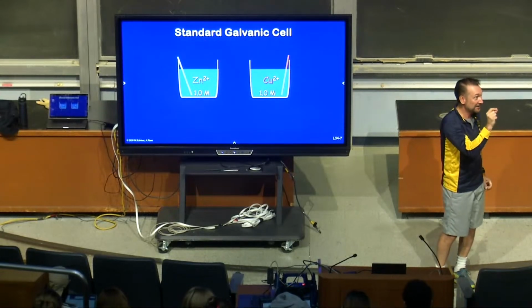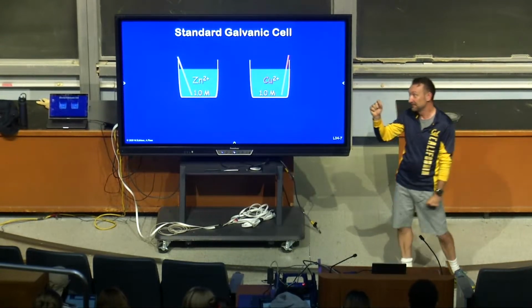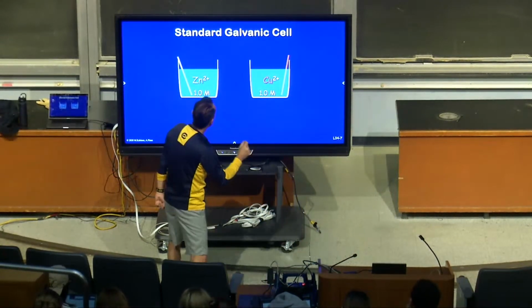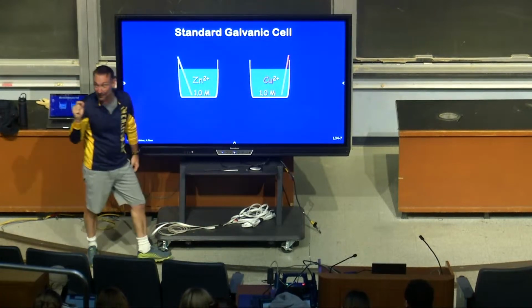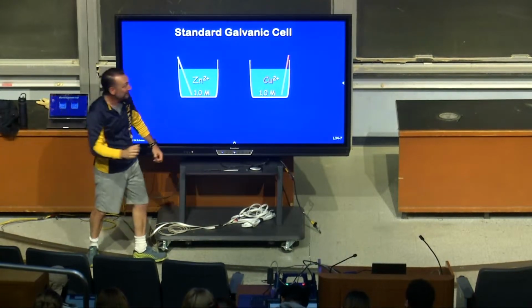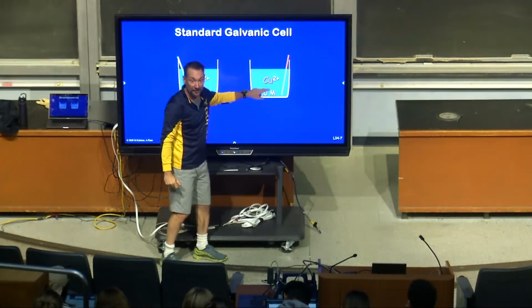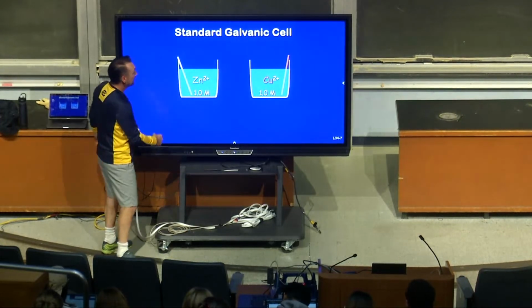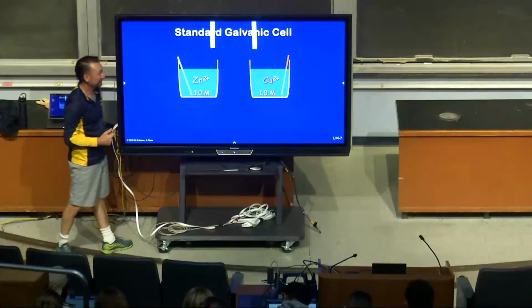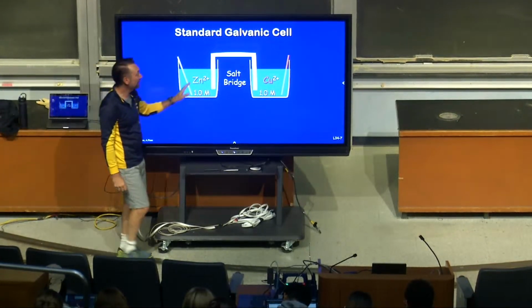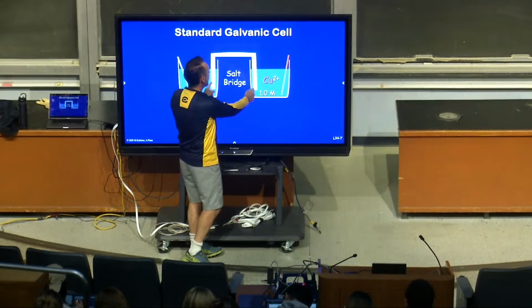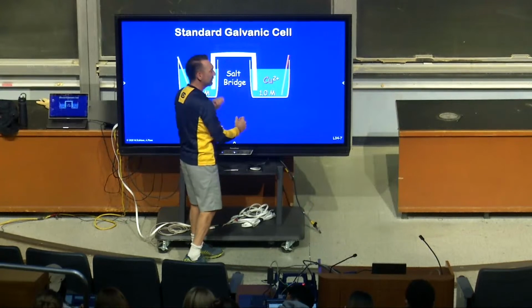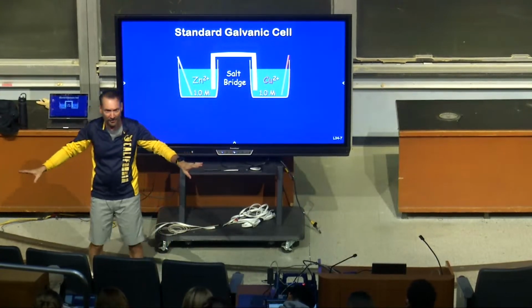But here's the fantastic, amazing part that is the focus of billions of dollars of research right now. If I put them in separate beakers, it still wants to happen. Thermodynamics says, make copper metal and make more zinc ions. Thermodynamics says, do that. You have to give it a path to do that. Well, what if I do this? I put them in separate beakers, but I don't let the copper metal or zinc metal or copper ions or zinc ions touch each other at all.